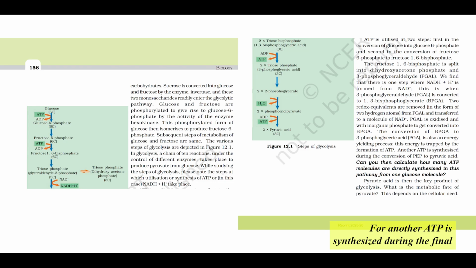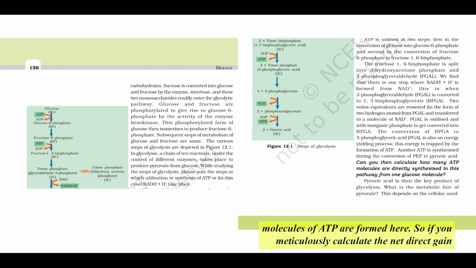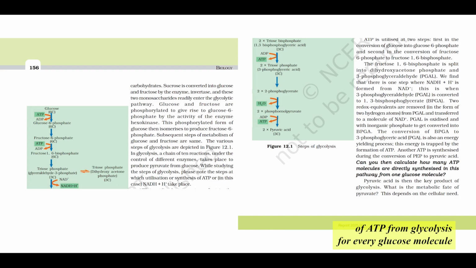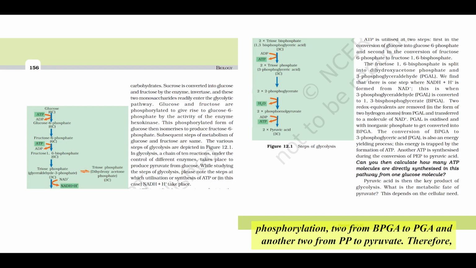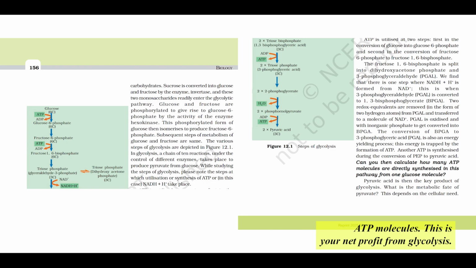4. Another ATP is synthesized during the final energy-yielding step, the conversion of phosphoenolpyruvate, PEP, to pyruvic acid. Again, this is another crucial instance of substrate-level phosphorylation, and since there are 2 molecules of PEP, 2 molecules of ATP are formed here. So if you meticulously calculate the net direct gain of ATP from glycolysis for every glucose molecule that enters the pathway, here's what we get. We invested 2 ATPs initially, but we produced 4 ATPs directly through substrate-level phosphorylation, 2 from BPGA to PGA, and another 2 from PEP to pyruvate. Therefore, the net direct gain of ATP from glycolysis is 4 produced, 2 utilized, equals 2 ATP molecules. This is your net profit from glycolysis.